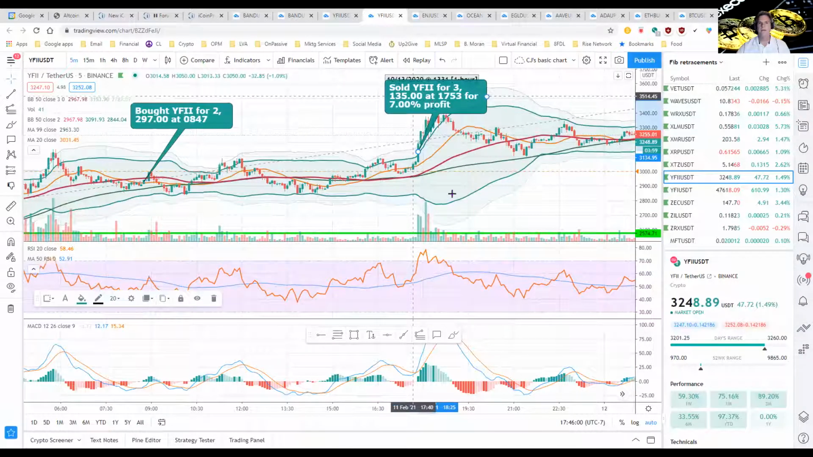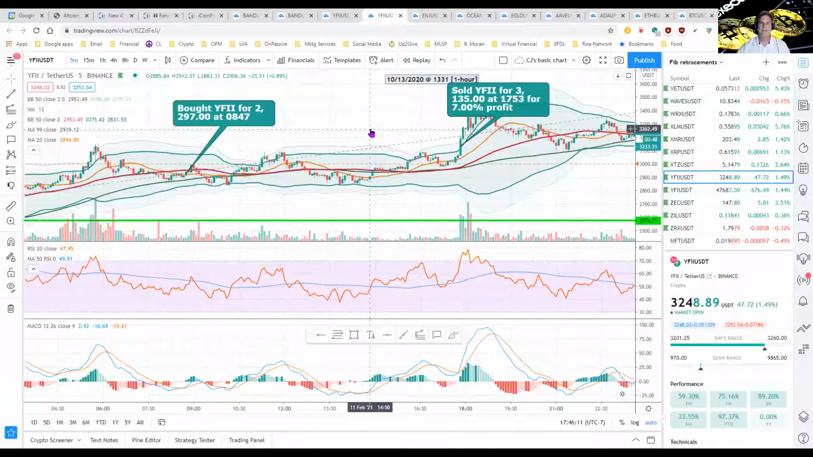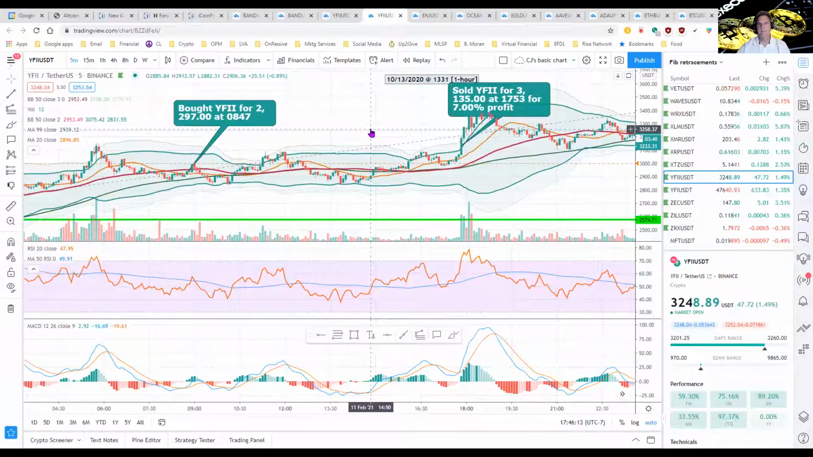Then I ended up getting out at $3,135. It's at 5:53 p.m. for exactly 7%. So I've got 2 altcoin alert trades, 7% each. I'm pleased with that. The AA score was helpful in this regard, and obviously the SigDev was too.